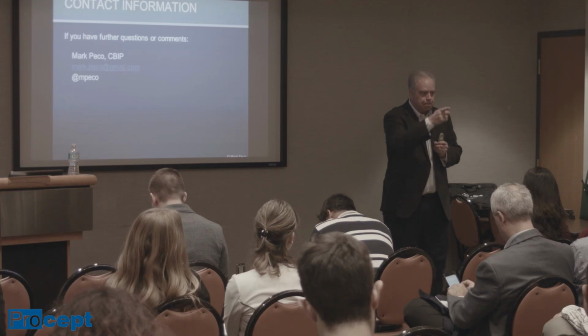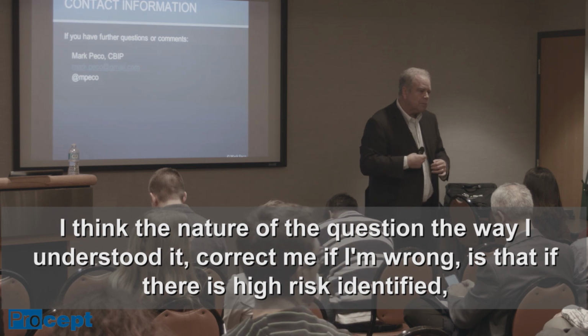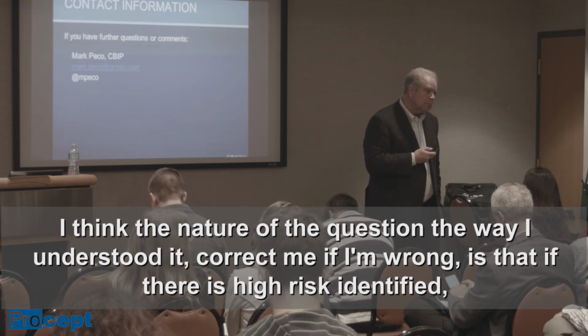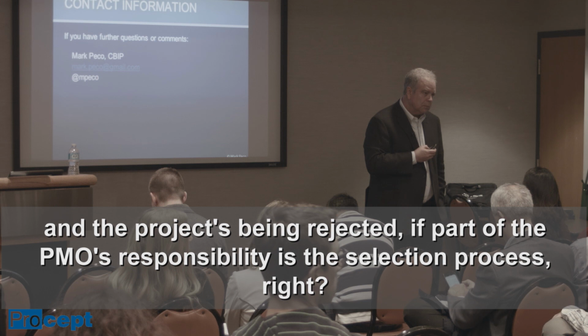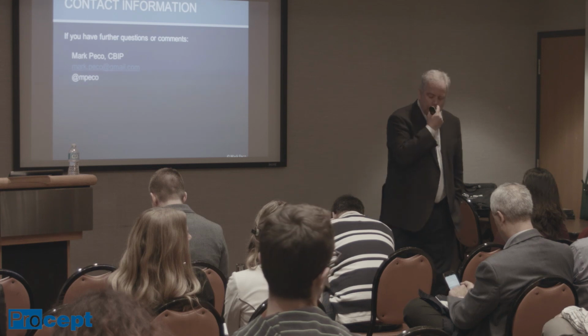Okay? I think the nature of this question, the way I understood it, correct me if I'm wrong, is that if there are high risks identified in projects, they need to be rejected, if part of the PMO's responsibility is the selection process, right? Yes, this is it. My question was more into how can we get to the granular level and actually verify whether the risks are valid or not? Oh, okay, good. I get it.